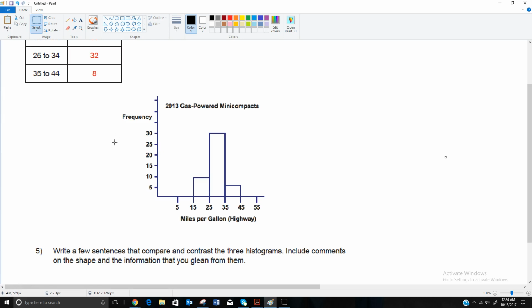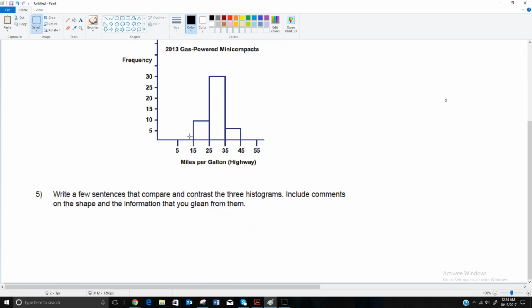So you'll notice, because we only have 3 bins here, we only have 3 bars. We don't get the same type of shape as we had before. We see that it's low here, high in the middle, low on this end, but we don't get quite as much information. So it says to write a few sentences that compare and contrast the 3 histograms. So some of the things that they mention in the answers.